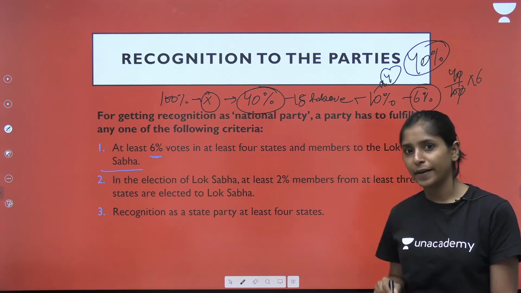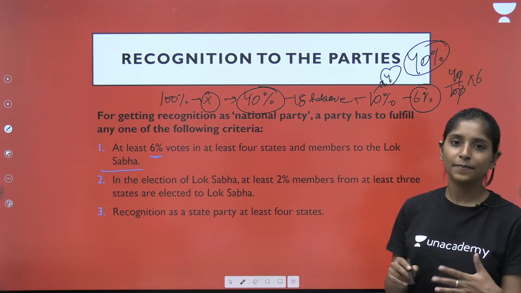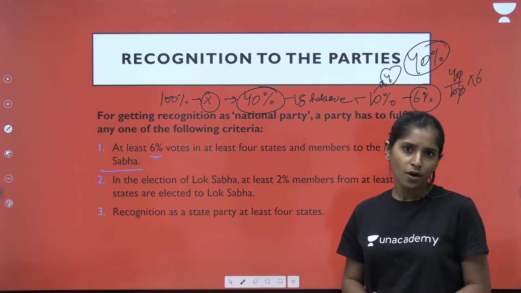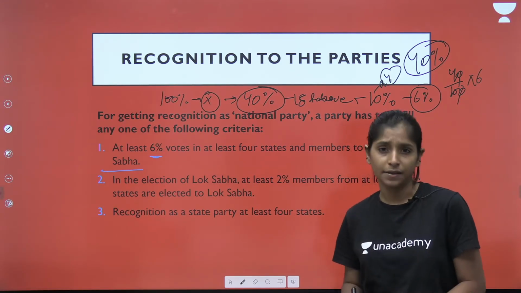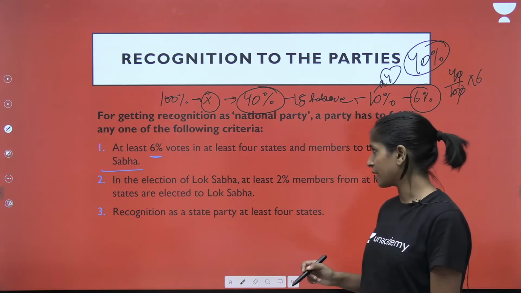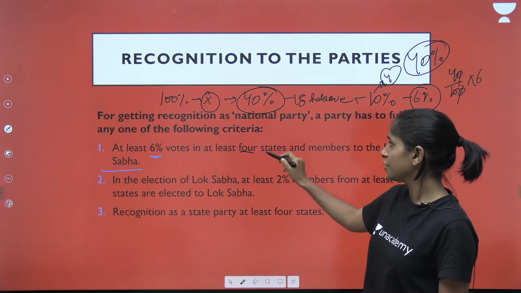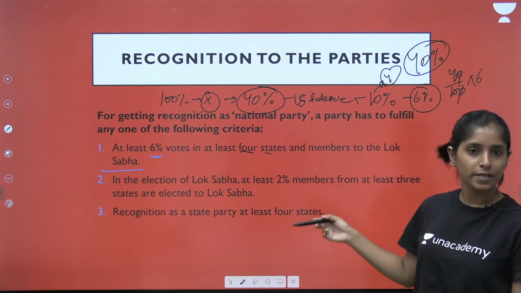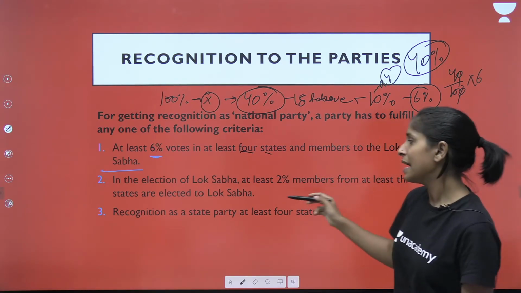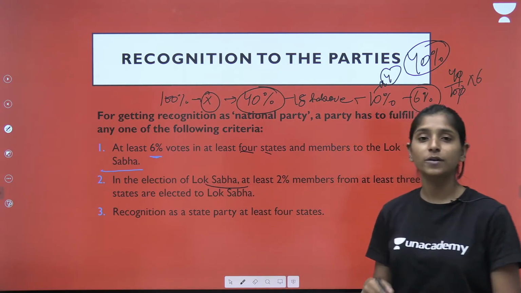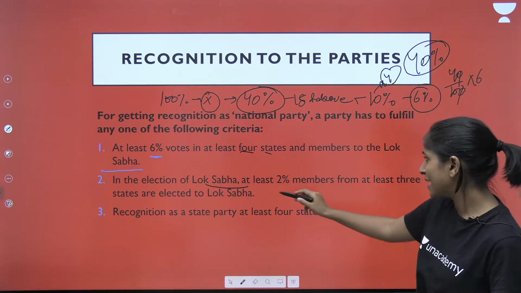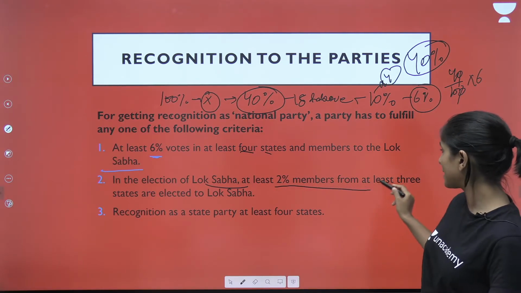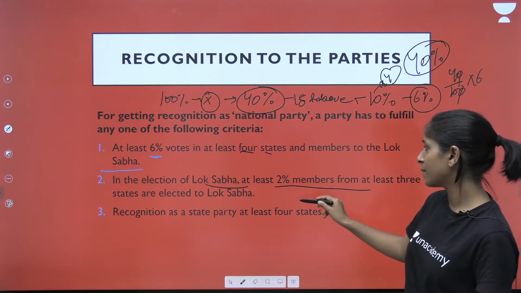तो अगर चारों स्टेट में अगर 20% वोटिंग हुई है आउट ऑफ 100%, जितना भी परसेंटेज है उसमें से 6% वोटिंग चाहिए ही चाहिए चारों स्टेट्स के मिला के, ठीक है, 6% लाइक दैट, ओके. एंड मेंबर्स टू द लोक सभा ऑल्सो, दैट इज हाउ दे कैन बिकम द मेंबर. इन द इलेक्शन ऑफ लोक सभा, अगर कोई लोकसभा के इलेक्शन में खड़ा हो रहा है, एटलीस्ट 2% members from at least 3 states are elected to Lok Sabha.